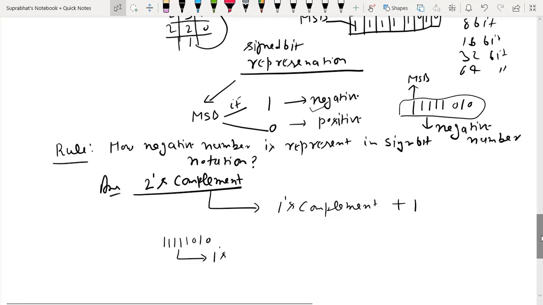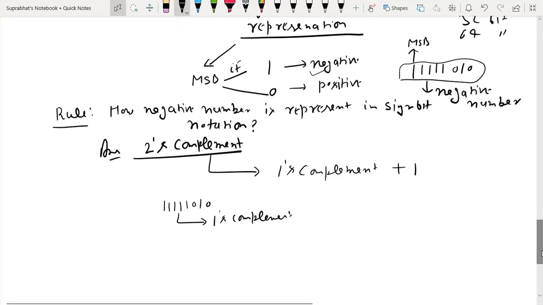The complement of this becomes, so how will it solve? The 1s become 0, then 0, then 0, then 0, then 0. All bits that are 1 become 0. Now this 0 becomes 1 and 1 becomes 0, and this 1. Now add 1.